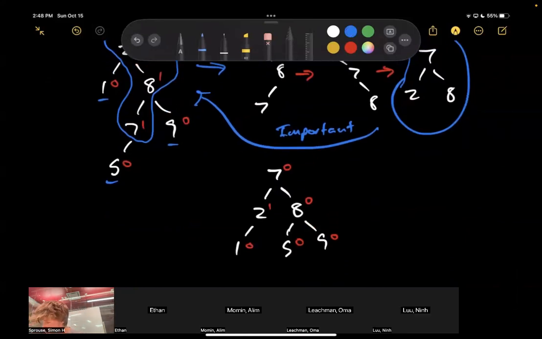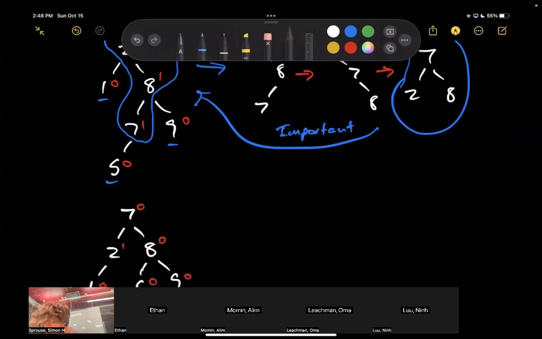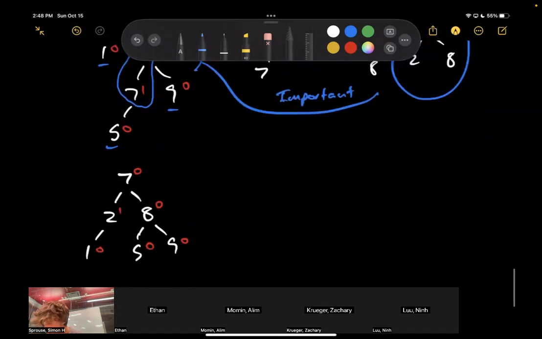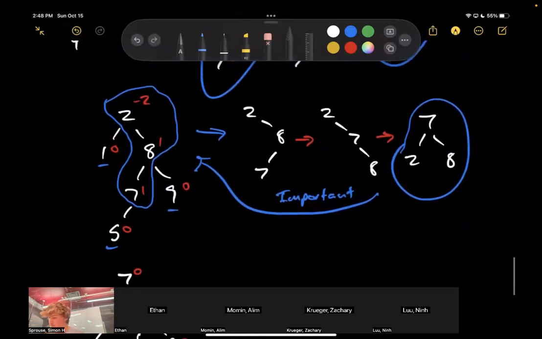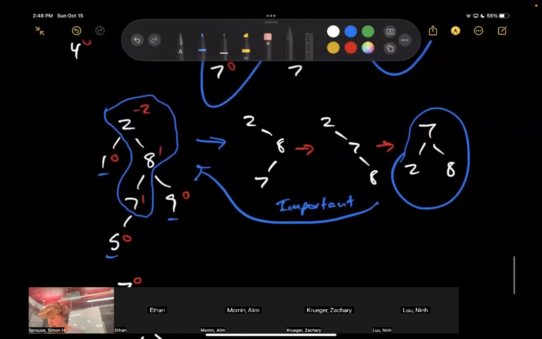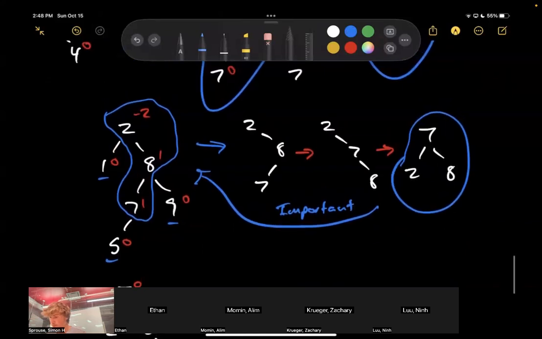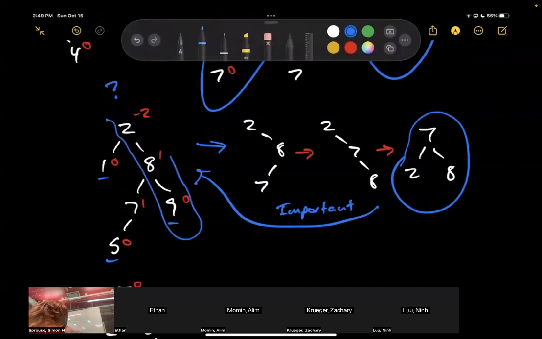Can I ask a question real quick? Please. All right. So did you go with the 7 because the 9 is a 0 for that node? How come you went 2, 8, 7 instead of 2, 8, 9? Okay, excellent question. So you're asking why did I draw the blue circle in this way? Like why didn't I draw the blue circle like this? Right? Yeah. Okay, excellent question.